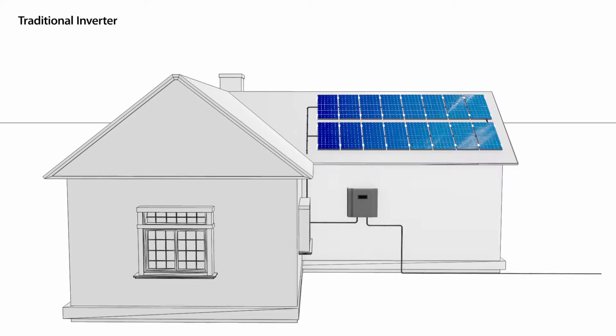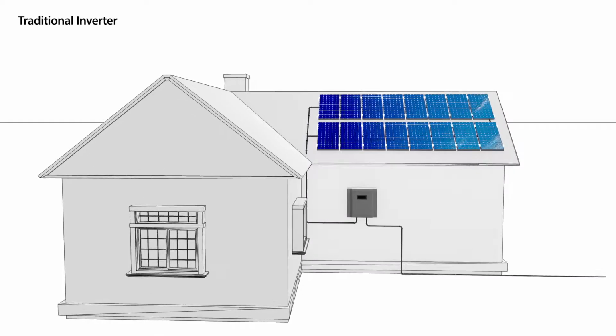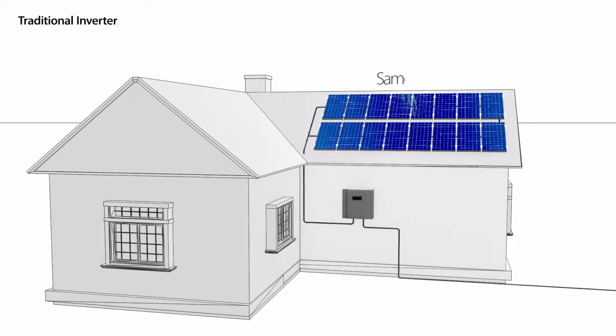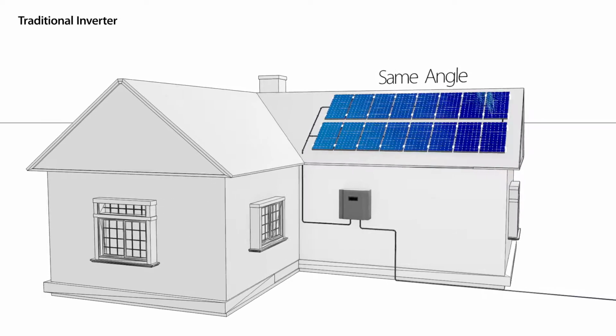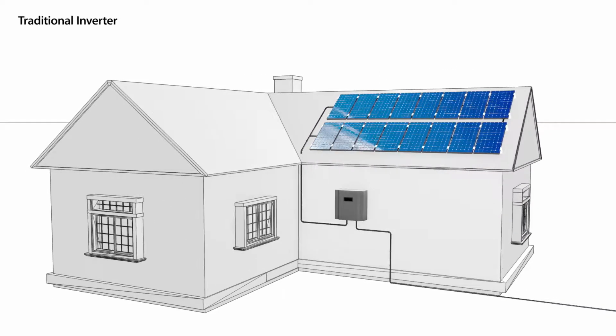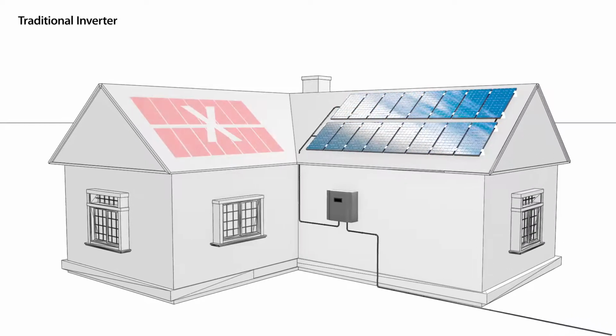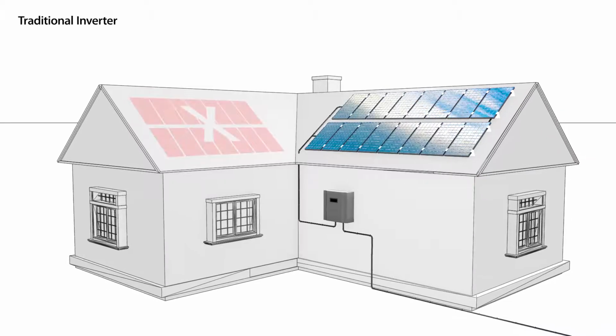The traditional system design requires all strings to be the same length, using the same type of panels, and to be positioned at the same angle towards the sun. Real-life installation constraints result in either wasted roof space or unnecessary duplication of system components.